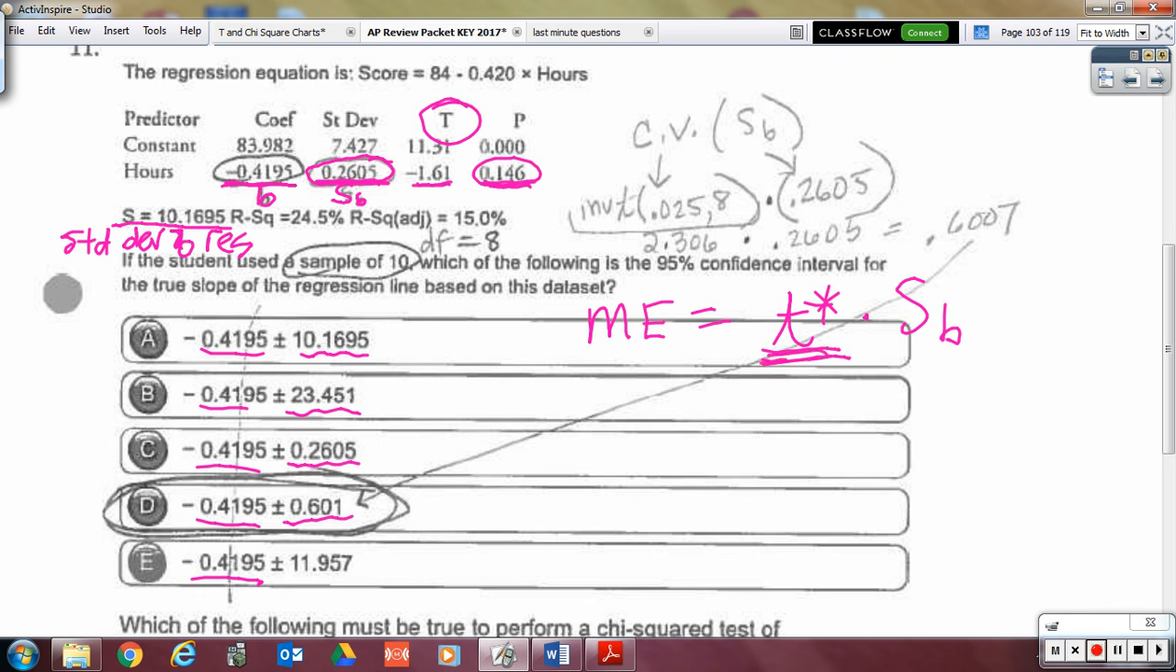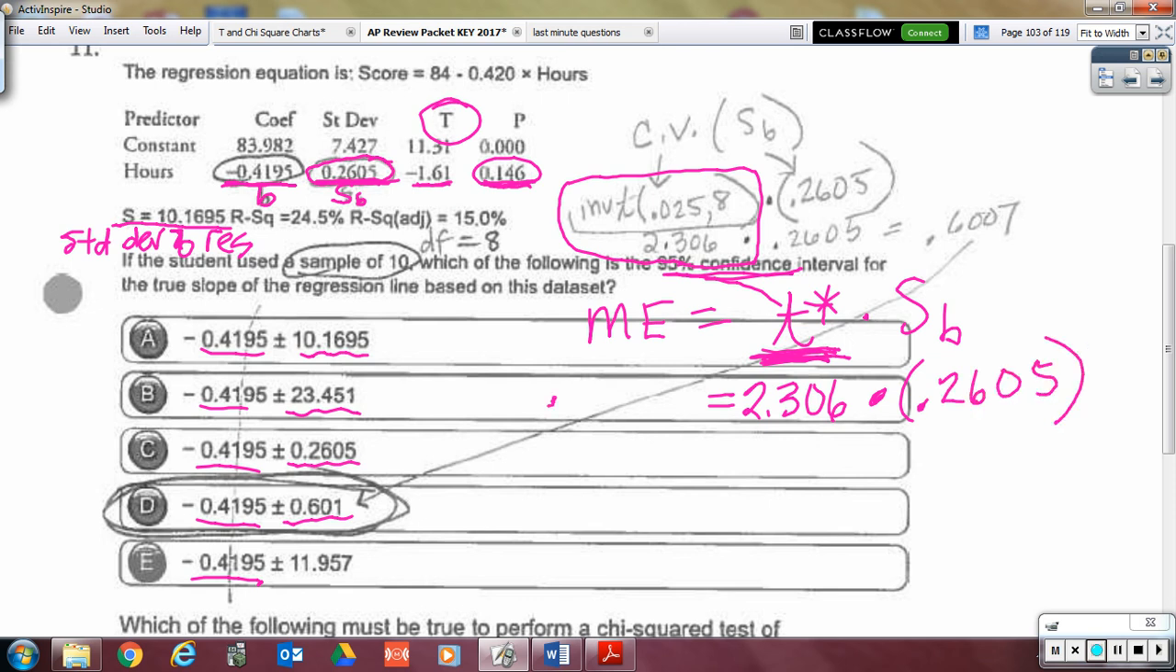This t-star is based on what? This is based on confidence. Okay, good. So this is based on confidence and sample size. So for 95% confident, I'm doing inverse t of 0.025, comma, 8 degrees of freedom. So this number is 2.306. And then I can see here that the standard deviation of the slope is 0.2605. So if I multiply those two things together, it gives me 0.601. So that's why that's the answer.